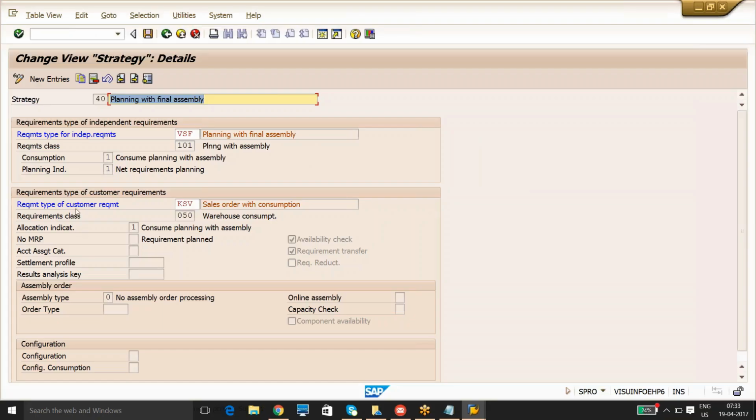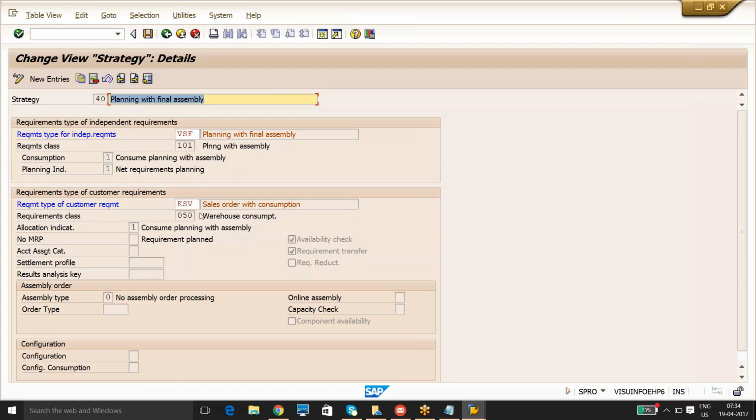So if you see here, what are the important settings which we see here, and how would that help us in the transfer of requirement? You could see a few segments here, like the requirement type for independent requirements and the requirement type for customer requirements. You see this here, right? Yes.